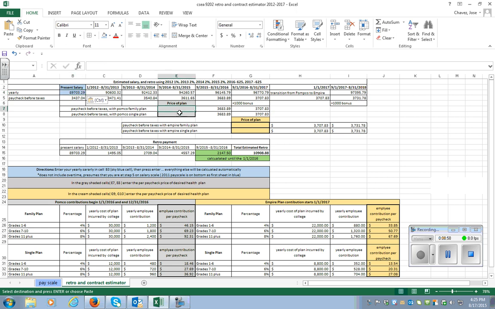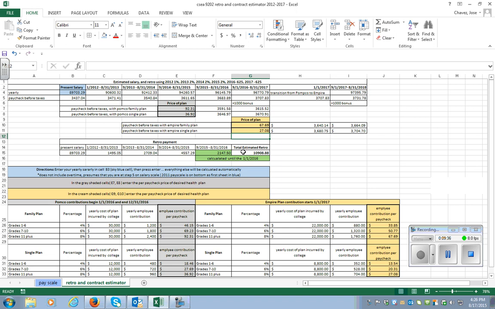Let's go ahead and put in the price of the plan for someone who's a grade 11 or above. Their price for the family plan would be $92.31. Price for a single plan would be $36.92. When we switch to Empire, their price would be $67.69. And for a single plan, their price would be $27.08.